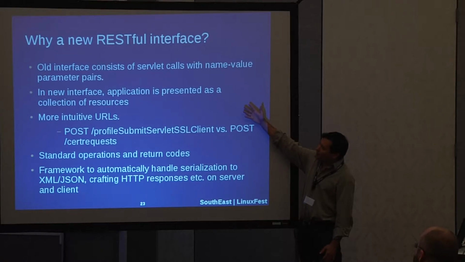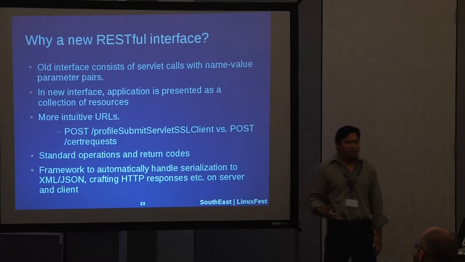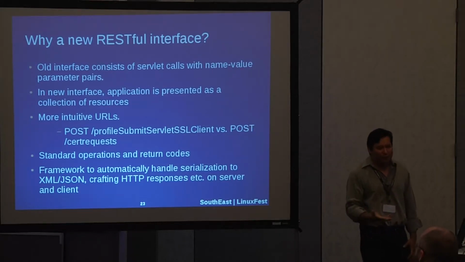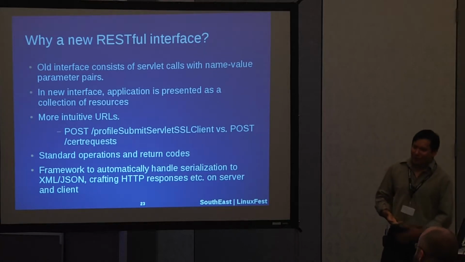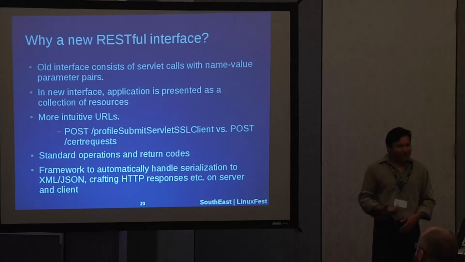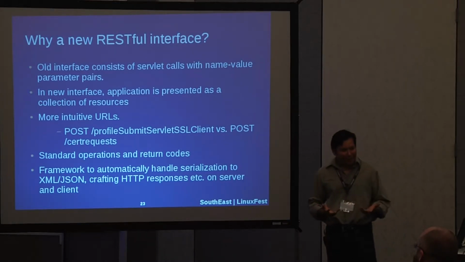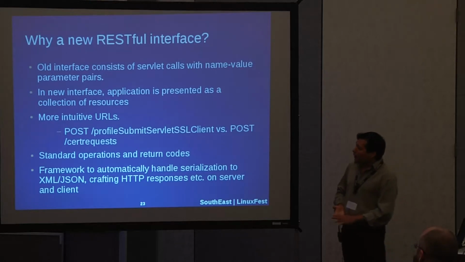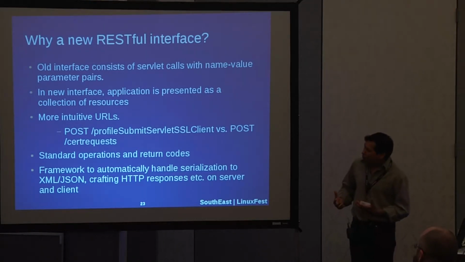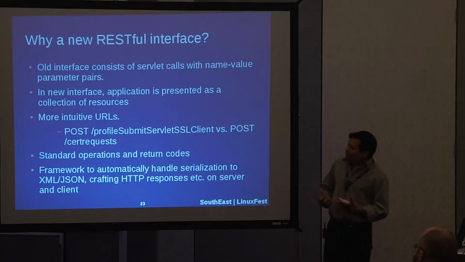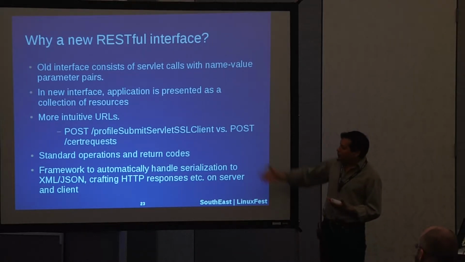The application is presented as a collection of resources. So what kind of resources would you expect to see from a CA? Well, you'd expect to see certificate requests. You'd expect to see certificates. What would you expect to see from a DRM? You'd expect to see keys or key requests or things like that. So they're a collection of resources, just as in a RESTful framework. It means that you have much more intuitive URLs.